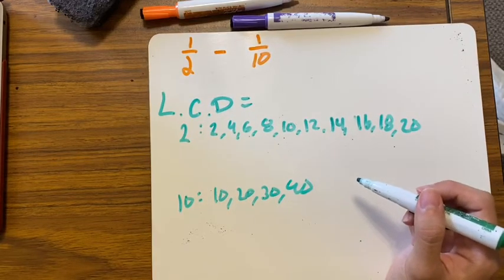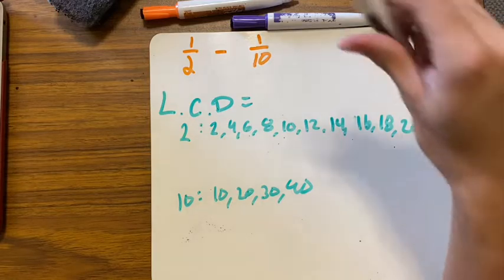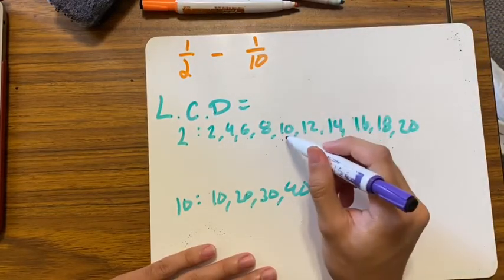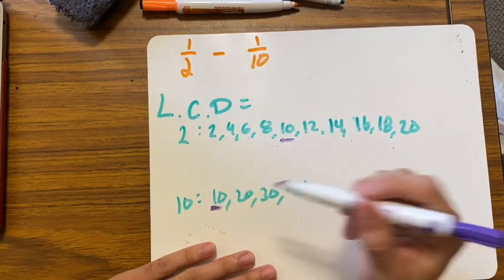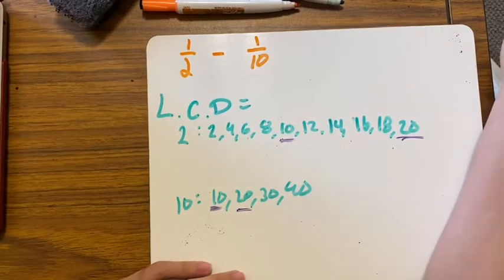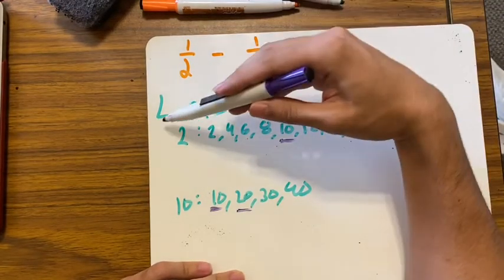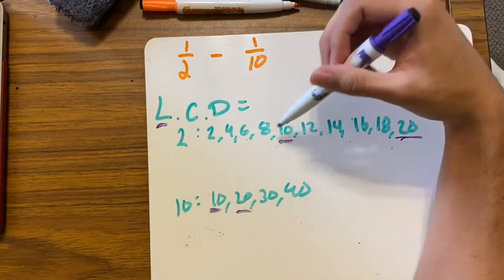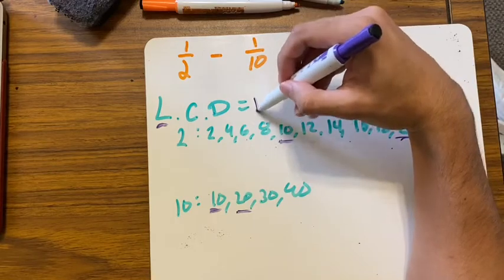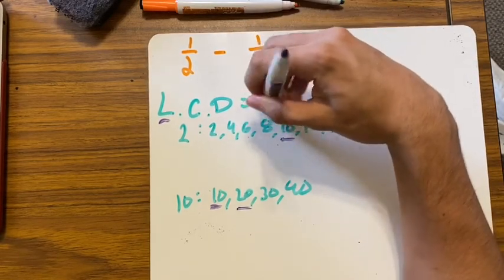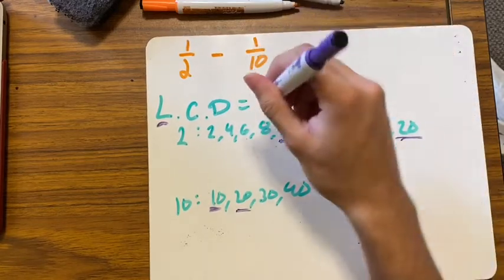What numbers do they have in common? What numbers do they share? Exactly, the 10. And the 20. But if I'm looking for my least common denominator, everybody, what's going to be my LCD, my least? Well, like I said before, it's a number that they share first, and that number is 10. So my least common denominator is 10. All right? Cool.